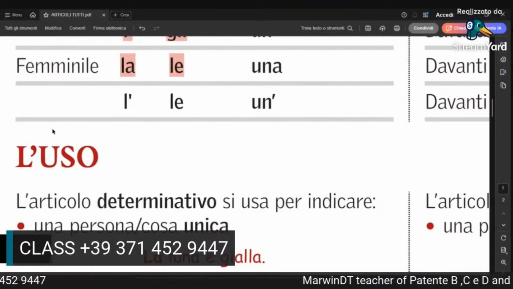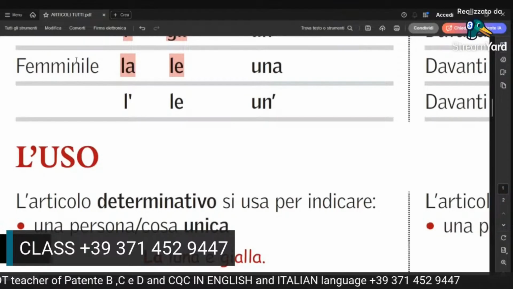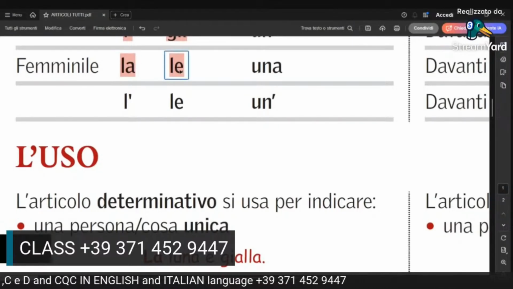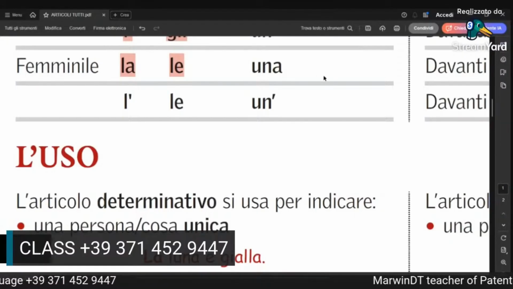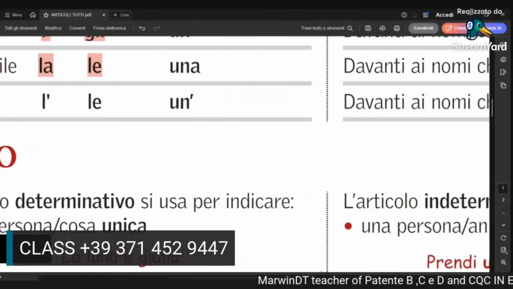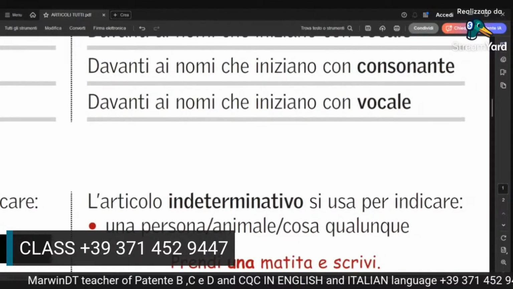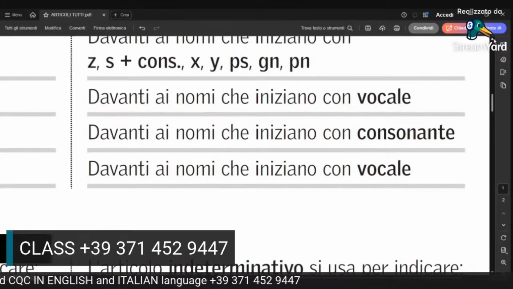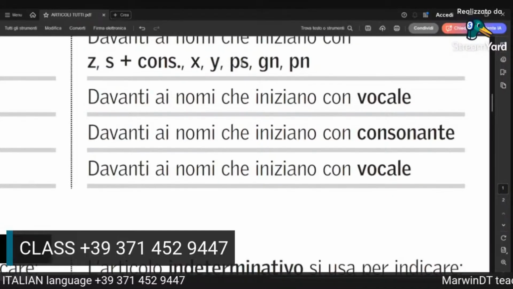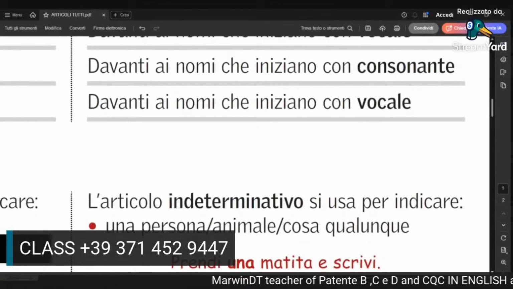Now, with the feminine, which is the female of articolo determinativo, singular is la, the plural is le, and the indeterminativo feminine is una. When the word starts with consonant. As for the consonant, we have seen it, which is this: X, epsilon, PS, GN, and PN. Like I said, these are things that must be memorized.